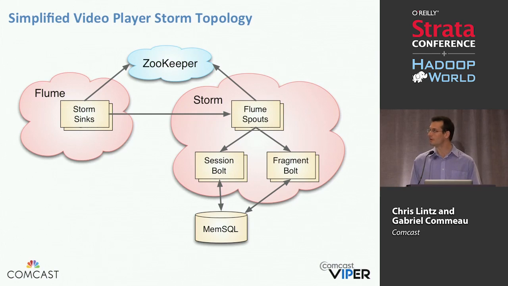So in summary so far, this is what a simplified video player Storm topology can look like. We have the analytics events generated by the video player that flow into Flume, and Flume, using the Flume to Storm connector, passes those events to Storm. The Flume spouts in Storm convert the analytics events into tuples and emit them down the topology, primarily to the session bolts, which are going to form sessions, like Chris mentioned earlier. But they can also be emitted to other bolts that may perform other tasks, such as computing fragment metrics, for example.